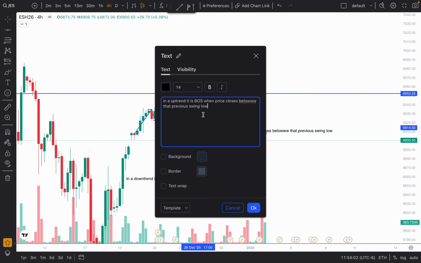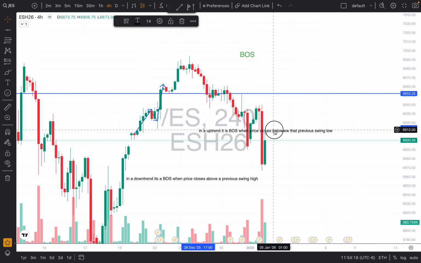A downtrend. In a downtrend, price is moving in lower highs and lower lows. So whenever price starts moving in a higher high, we think, hold on, this is what an uptrend does, right? That's what we're looking for.